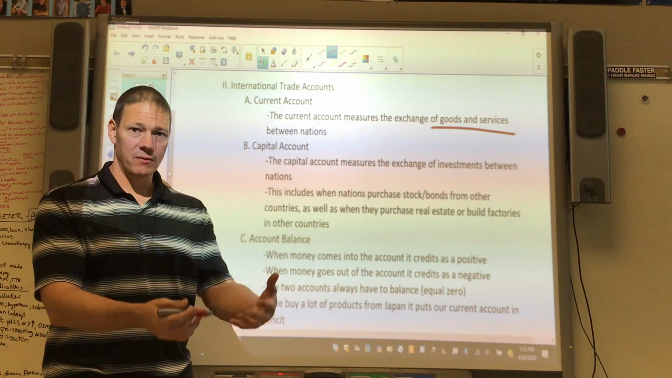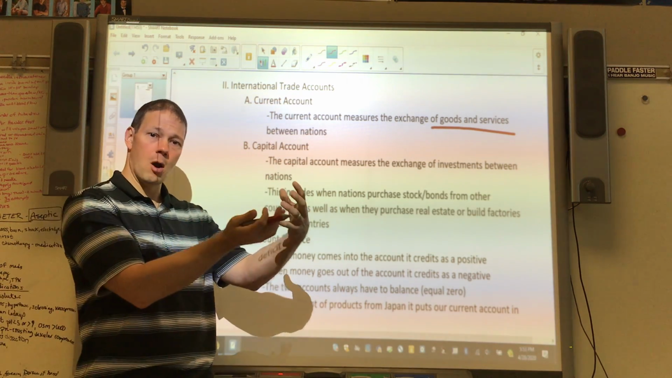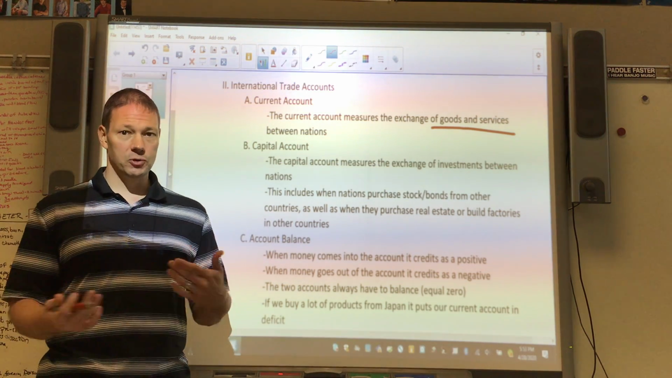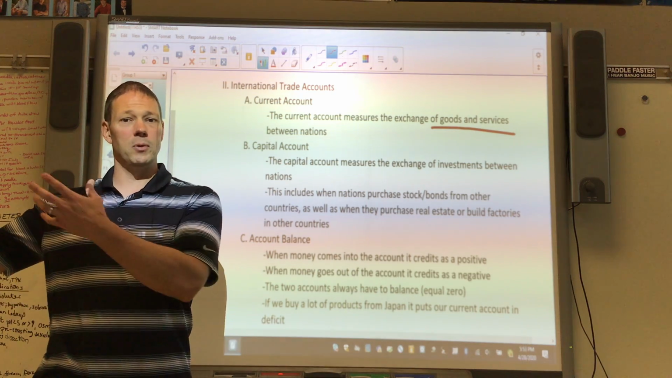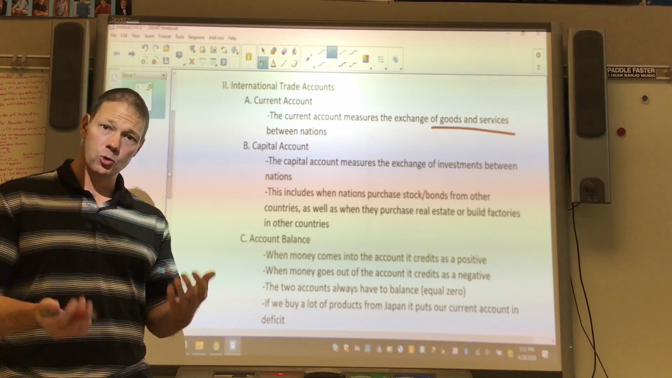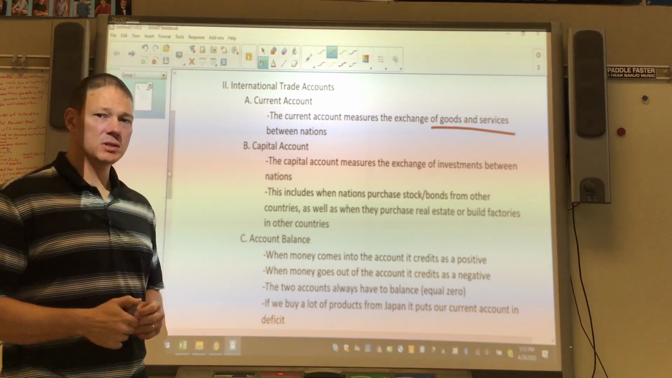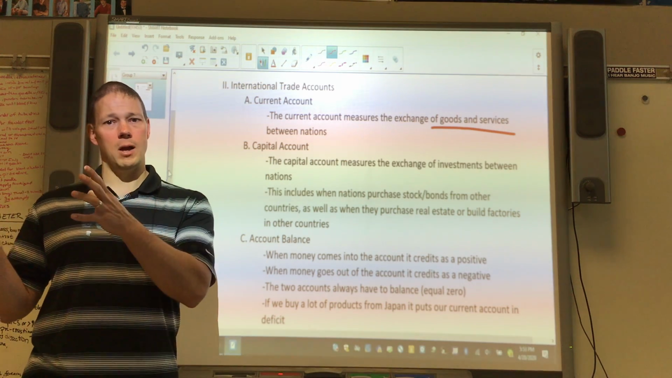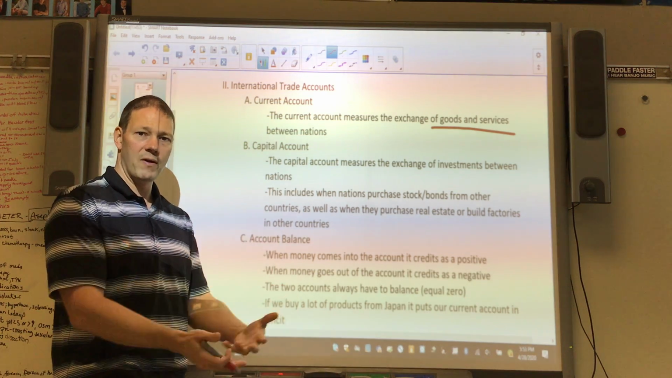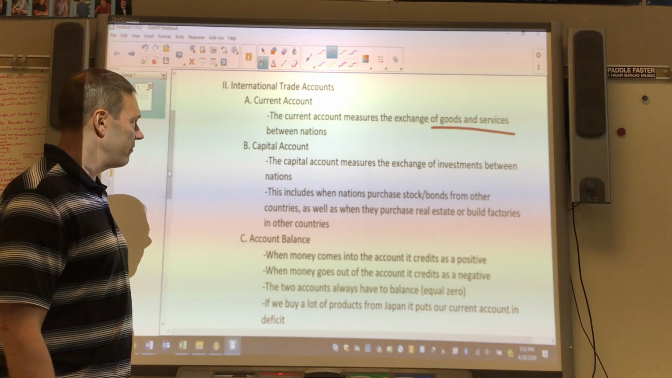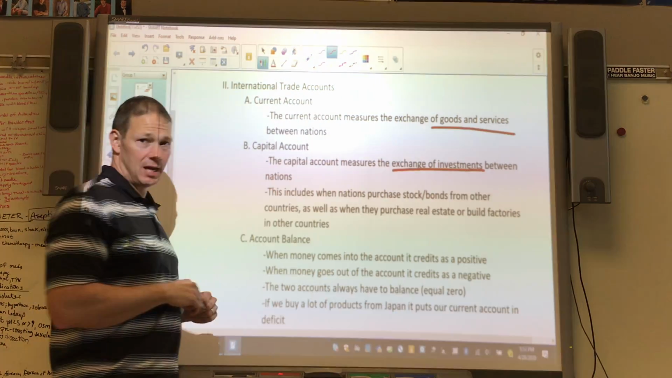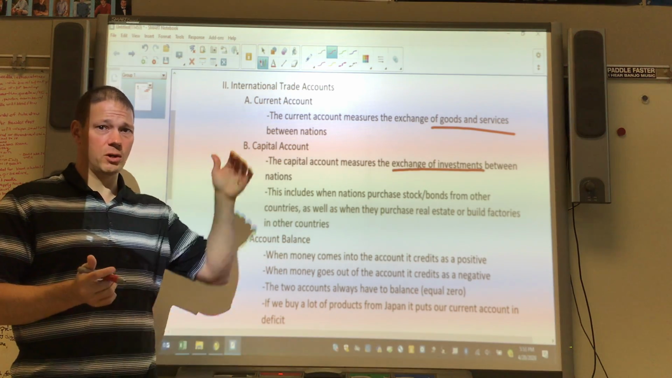For example, we have American factories that exist in other countries. We've taken our money and we've gone over to other countries and we've built shoe factories and whatnot. Other countries do the same thing here. Toyota, for example, has taken their money, come over here and built a car manufacturing plant in Georgetown as well as other places. Those are other examples of investments. So it's anytime countries take their money and bring it into another country in order to invest or buy something that they consider an investment. So that's the capital account. Okay, so it measures the exchange of investments between nations. Okay, so that's pretty simple. Just know the definition of the two.